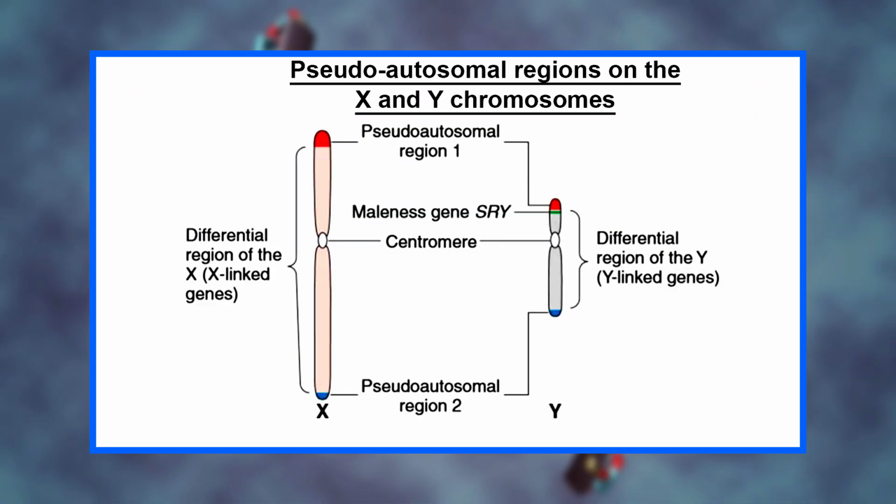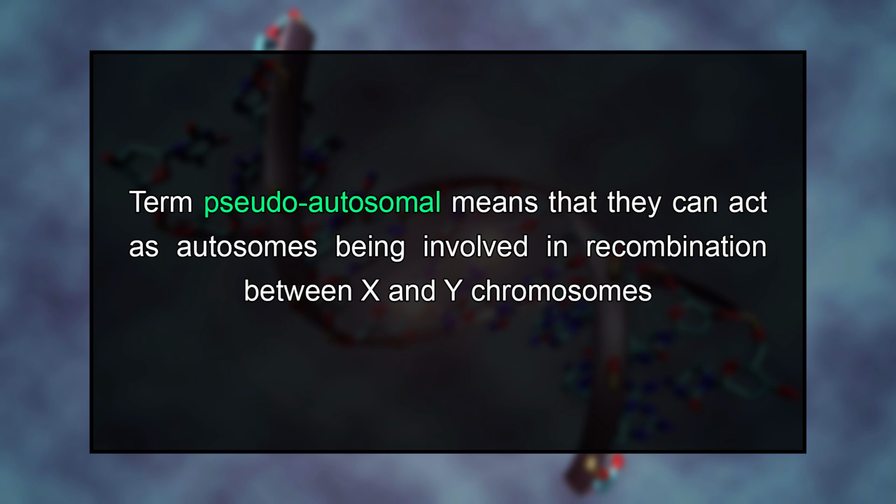Studying sex chromosomes also revealed several peculiar characters. There are several regions of homology between X and Y chromosomes, so-called pseudo-autosomal regions or PARs, most probably arisen due to translocation of DNA from X to Y chromosome. The term pseudo-autosomal means that they can act as autosomes, being involved in recombination between X and Y chromosomes. Both translocation and inversion took place already after separation of human and chimpanzee ancestors.